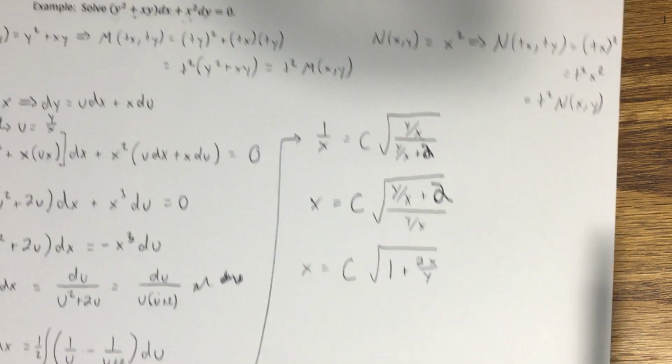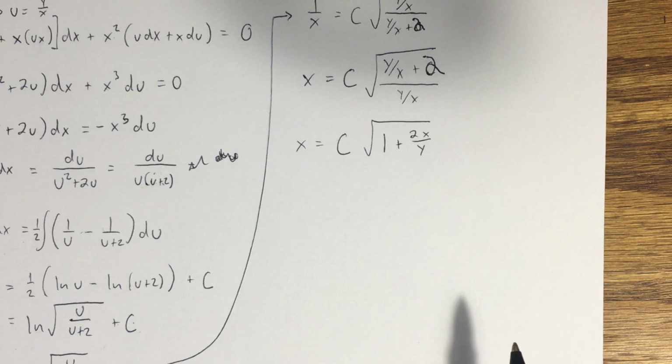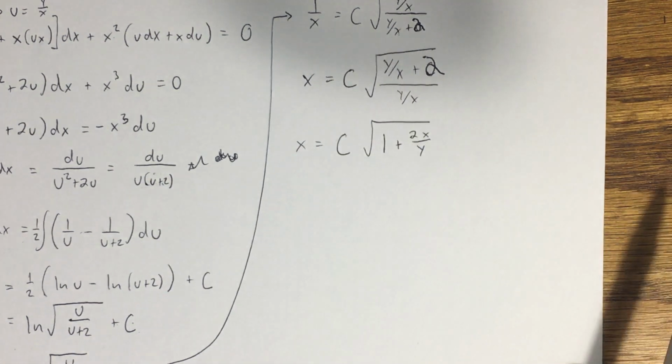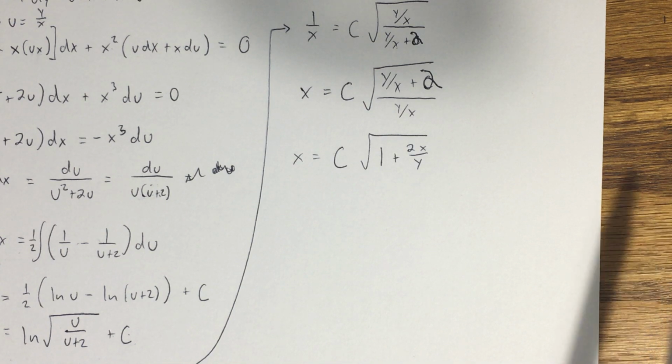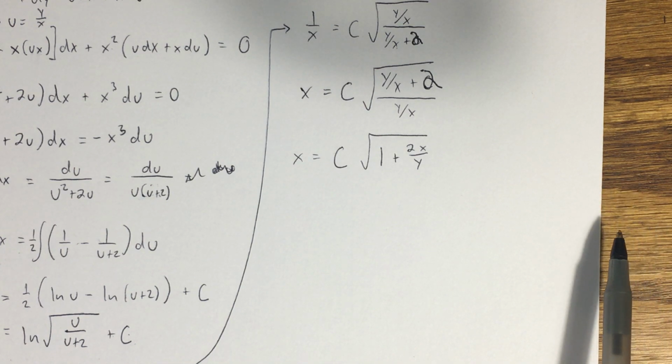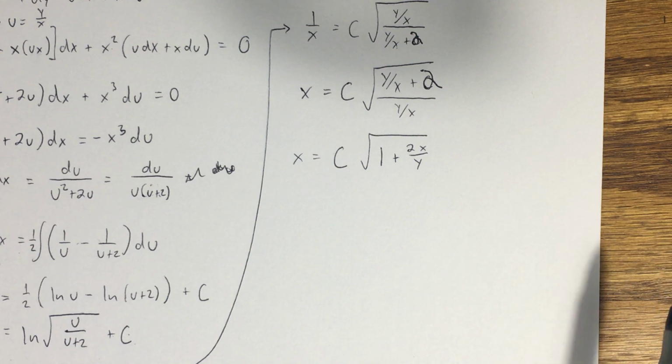I suppose I could stop here if I wanted to. It's technically a solution in implicit form. I mean, we had an implicit solution all the way back here, but the ideal case would be to simplify this by isolating the y so we can get an explicit solution. So I'm going to try and do that.